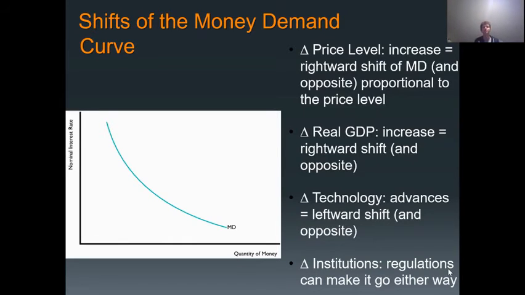Now, there's also one last one, which is kind of a catch-all, and that's change in institutions, where regulations can really make your money demand go either way. And if that's in a question, it'll be pretty obvious which way it'll go.